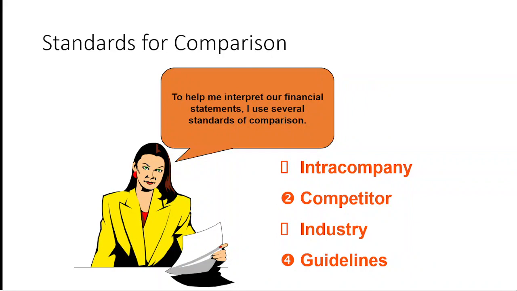So the first layer is always intra-company, among your own set guidelines, set budgets, set targets. Then we look outside the company at the immediate competitor. Then we look at the industry, and then finally we look at the guidelines.